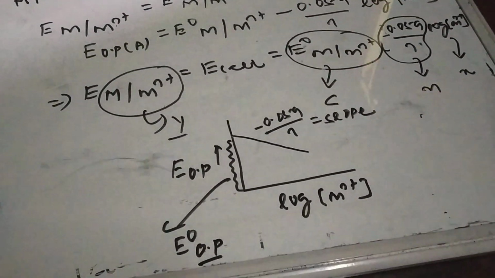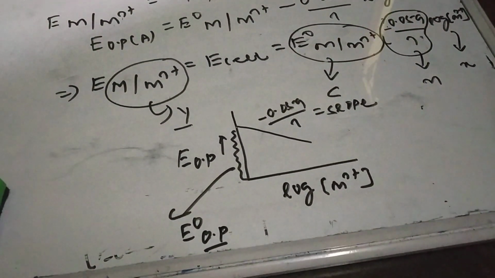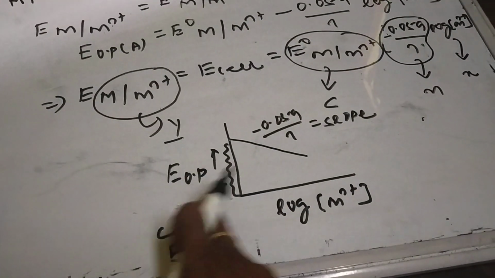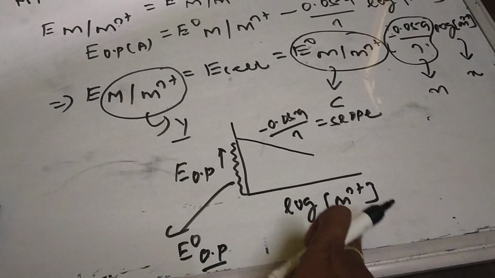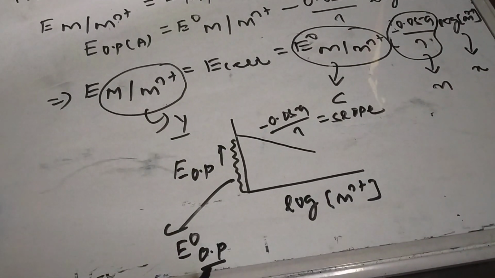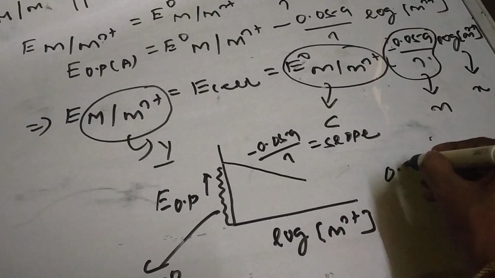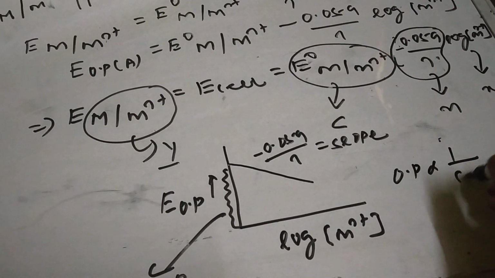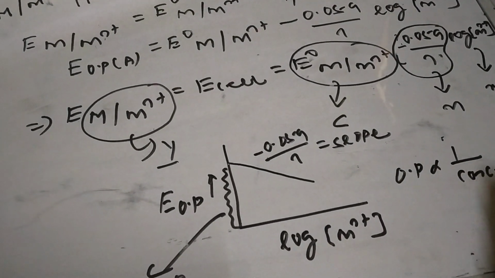So what is the conclusion we are getting here? The conclusion is that oxidation potential and concentration of ion are inversely proportional, because on increasing the oxidation potential, the concentration of ion decreases. So I can say the oxidation potential is inversely proportional to the concentration of ion.